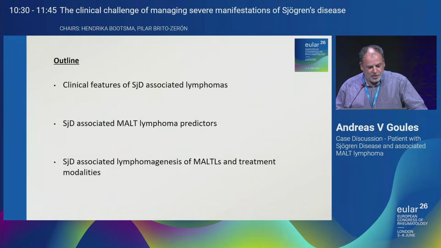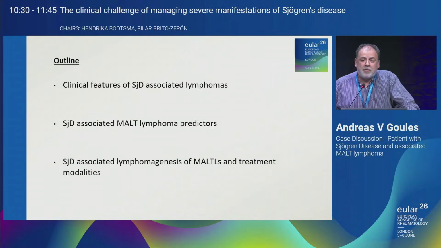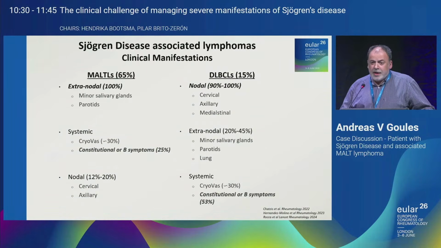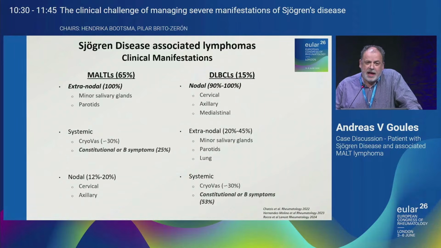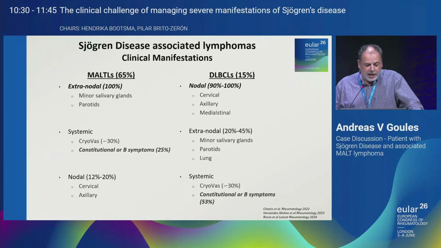These are my disclosures. First, I will start with some clinical features of Sjogren's disease-associated lymphomas. Then I will present some data for MALT lymphoma predictors, and I will finish with a few words about MALT lymphomagenesis and treatment modalities. So I think it's more than clear that Sjogren's disease carries the highest lymphoma risk among all systemic autoimmune diseases. This is well documented in the literature, and the associated lymphomas have a significant impact on mortality and morbidity of Sjogren's disease patients.